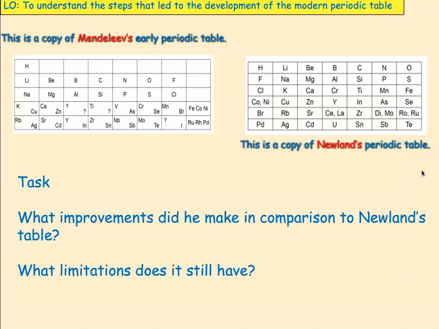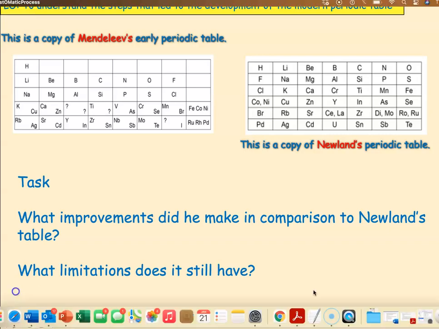Okay, so what I want you to do is look at Mendeleev's table, which is this one, and look at Newland's periodic table and say, what sort of improvements did he make in comparison to Newland's? But what limitations does it still have? So what things could still be improved? Please, could you pause the video now, answer the question, then come back when you've answered.